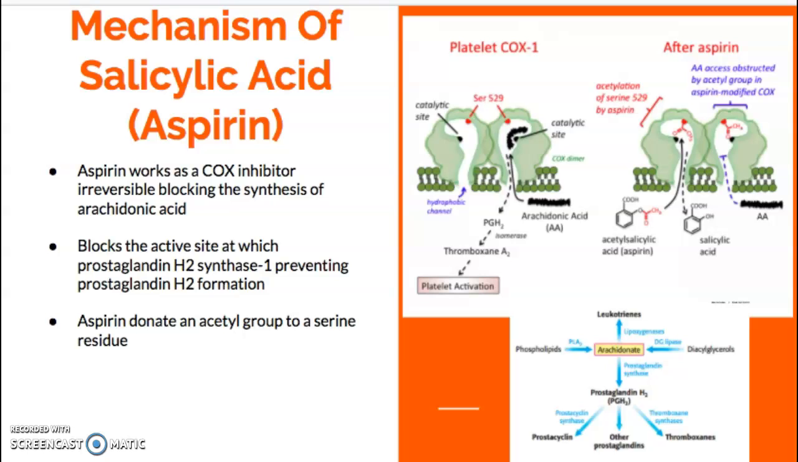So basically, taking too much aspirin can do things like hurt your stomach lining and cause ulcers and stuff like that. But in the short term, it's a very useful drug in preventing inflammation and pain, as prostaglandins do. So there you have it.